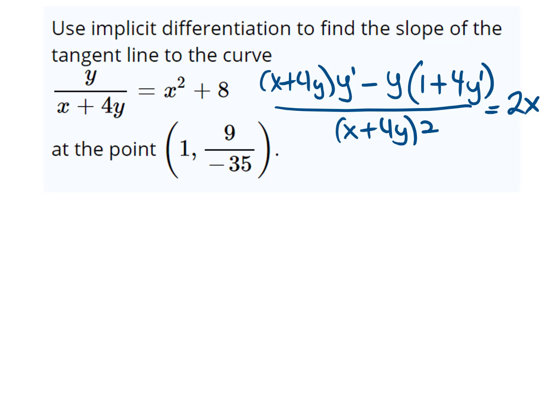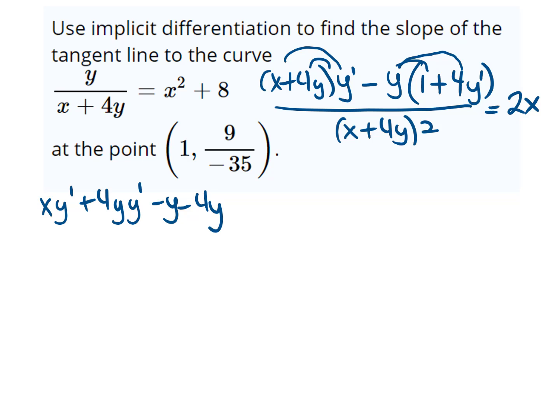Now we want to solve this for y prime. So first of all, I'm going to multiply this denominator over, and I'm also going to distribute through here so we can get our y prime terms and don't have parentheses involved. Okay, so I'll do this left-hand side. We're going to have x y prime plus 4y y prime minus y minus 4y y prime equals 2x times (x plus 4y) squared.